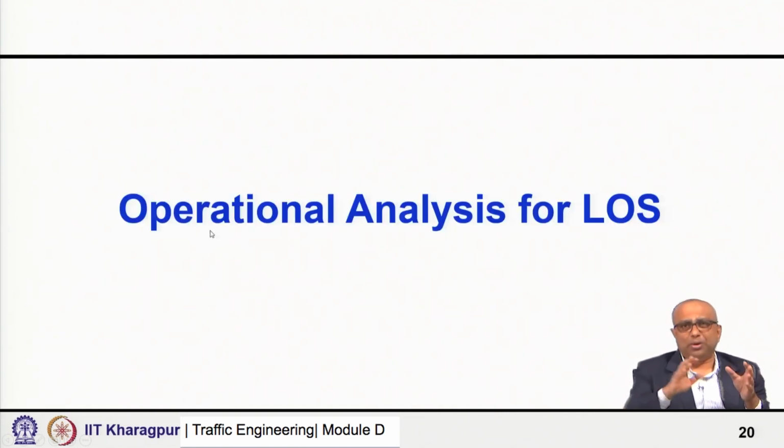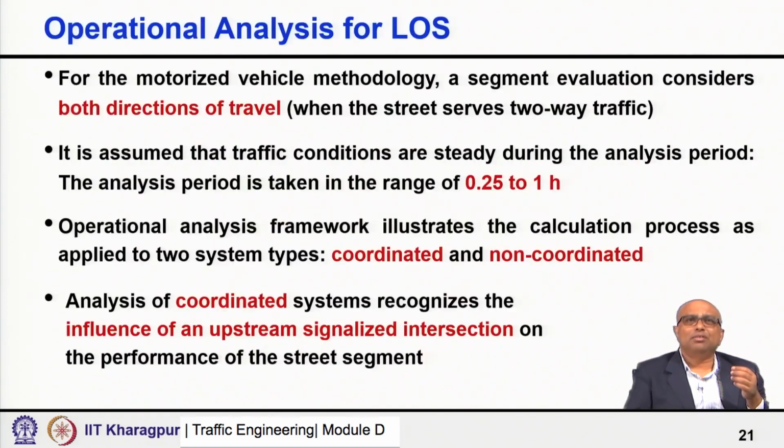Now, going to operational analysis of level of service. As I said earlier, the analysis could be operational level analysis or it could be planning level analysis. First, the operational level analysis. For the motorized vehicle methodology, our focus is motorized vehicle and segments. A segment evaluation considers both directions of travel when the street serves two-way traffic. Earlier, this is a change in this Highway Capacity Manual 2016 as compared to the previous version.